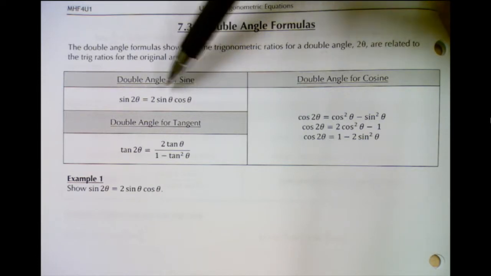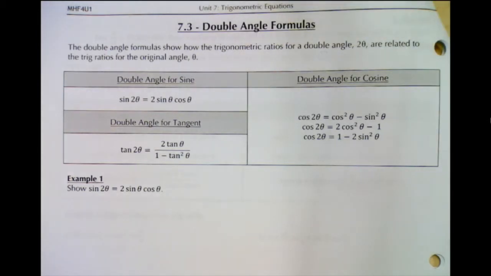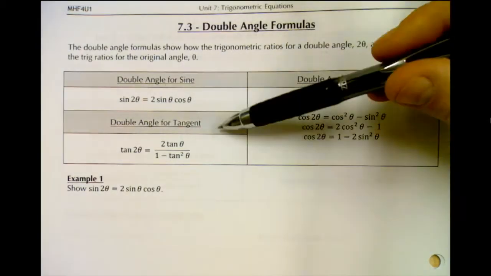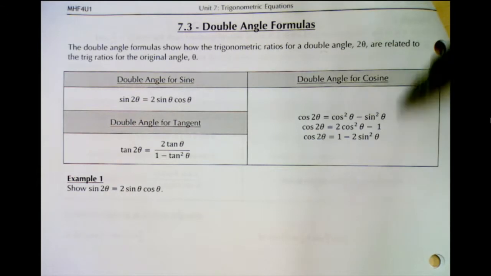The relationship is that sine of 2 theta is equal to 2 sine theta cos theta. There's a double angle formula for tan as well, and then there are actually 3 different configurations for the double angle formula for cosine, because we could use other trig identities to make other convenient representations of it. What this video is going to be about is demonstrating where these double angle formulas came from. The second video will be how to use the double angle formulas.